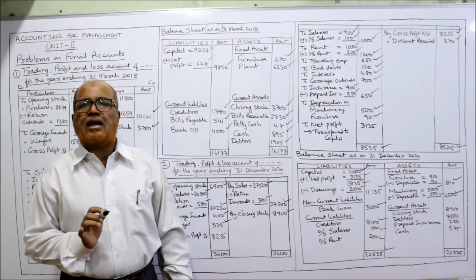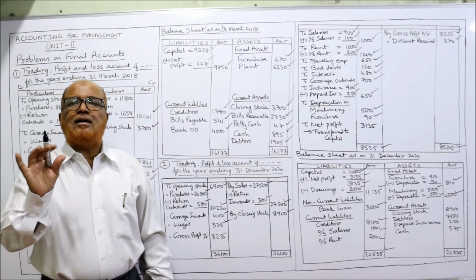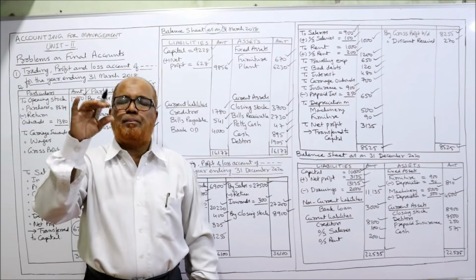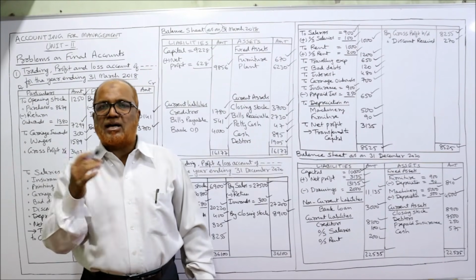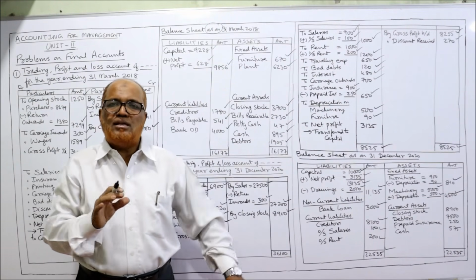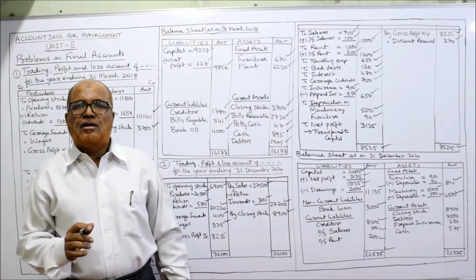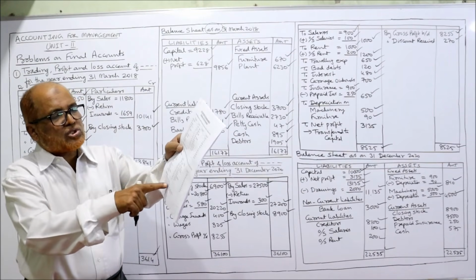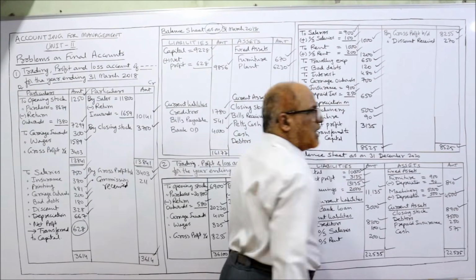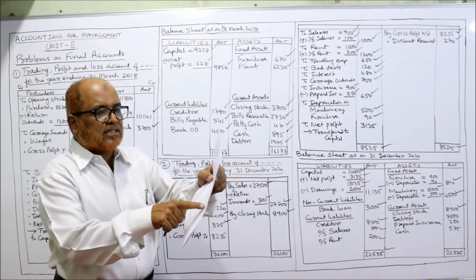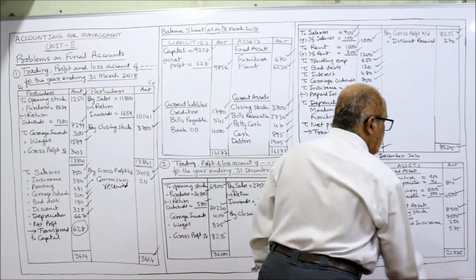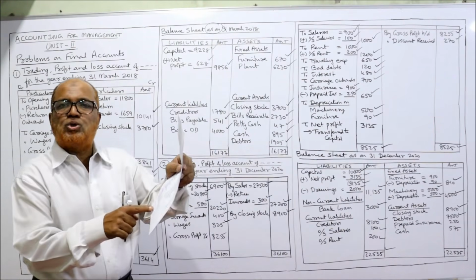Now we'll come to the current assets. Remember, the current assets consist of closing stock, sundry debtors, bills receivable, prepaid expense, cash in hand, cash at bank, etc. Always keep in mind the items, then easily you can answer it. So first, closing stock. Closing stock is given 8,900. So I have taken closing stock 8,900. Then comes debtors. Debtors are 7,500. I have taken 7,500.